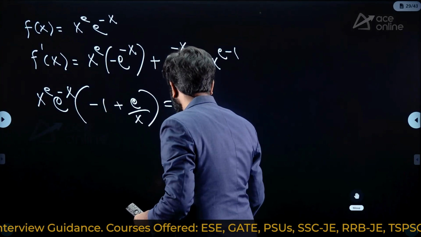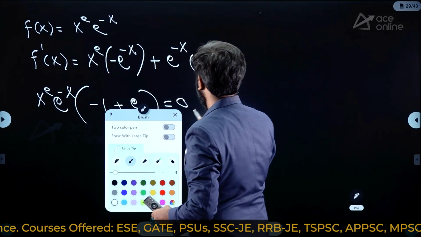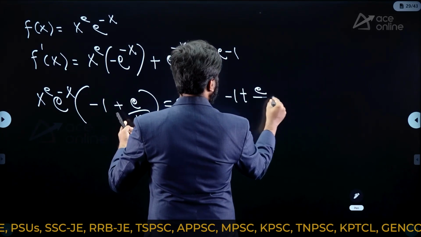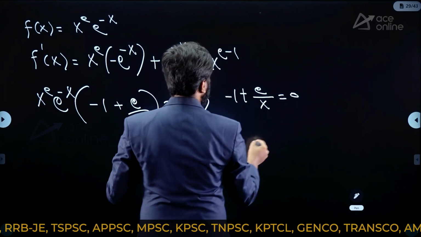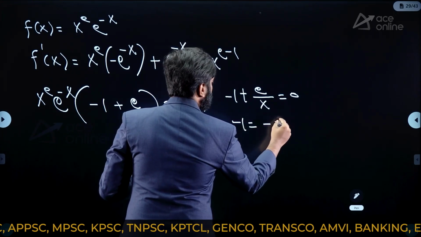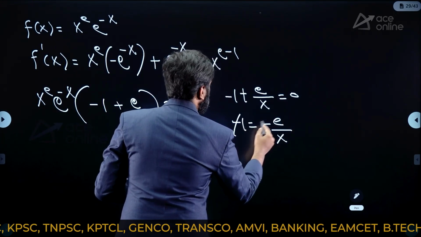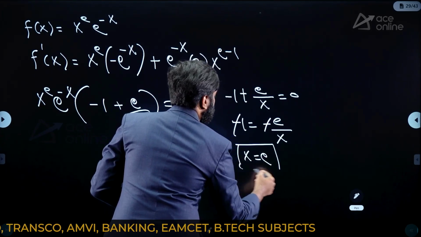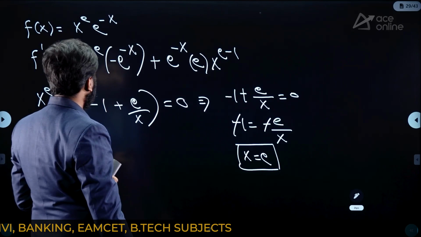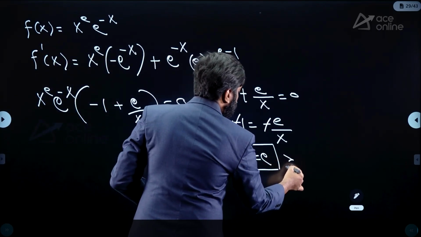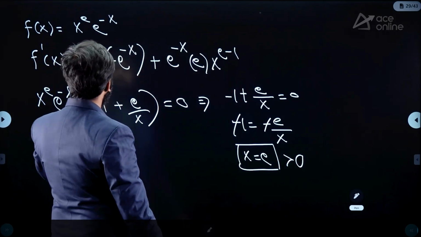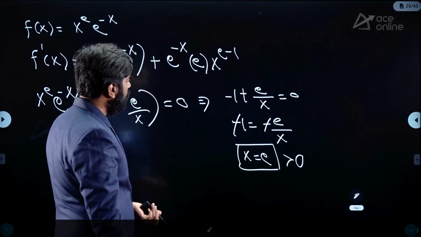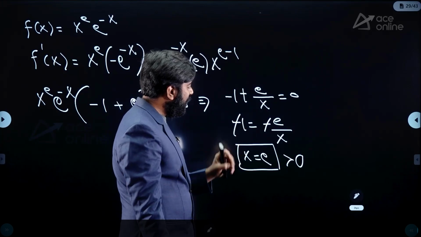So what is that? This implies minus 1 plus e by x equal to 0, so minus 1 equals minus e by x. This cancels. The value of x is e. So this is the stationary point. Obviously e is greater than 0 as well, because they want an x which is greater than 0. But do we really have the maximum at x equal to e?